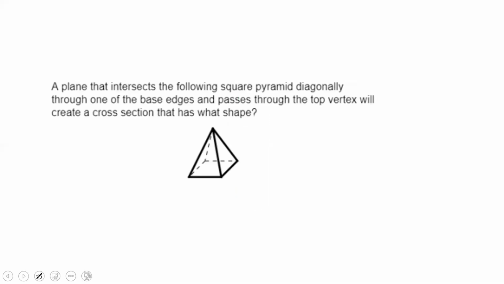This one says a plane intersects the following square pyramid diagonally through one of the base edges and passes through the top vertex. Okay, so it's going to go through a base edge. It's going to go through a top vertex. It will create a cross section that is what shape? Well, if I put a plane perfectly on this figure so that it could touch both those parts of the shape, that means it would just be touching this surface, meaning we'd have another triangle.